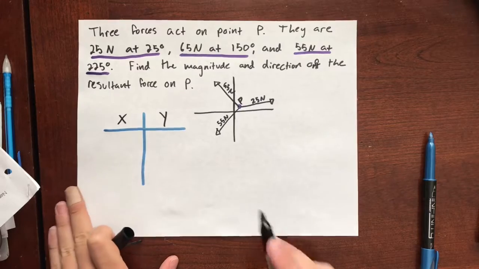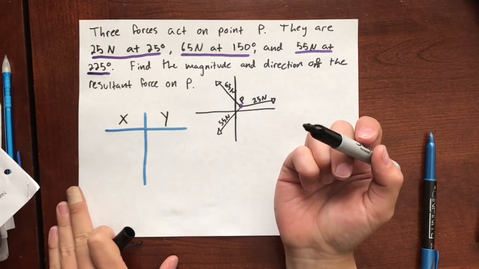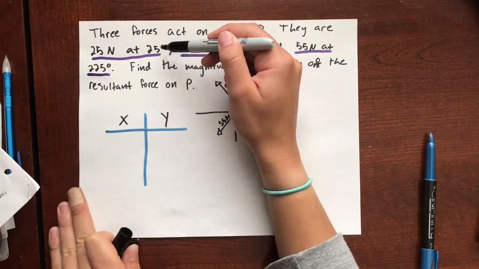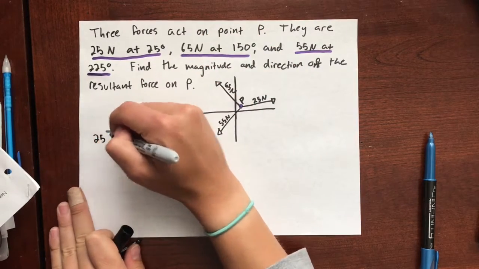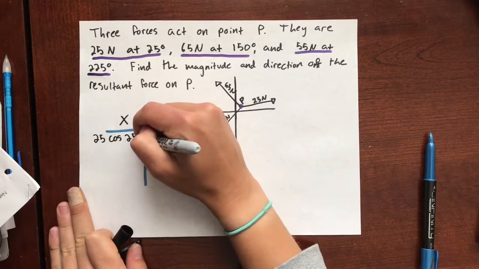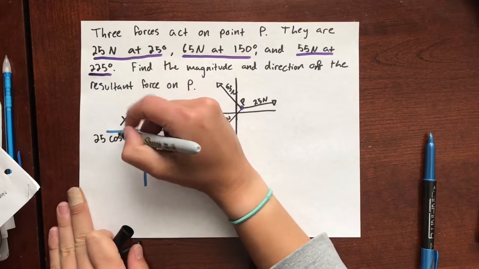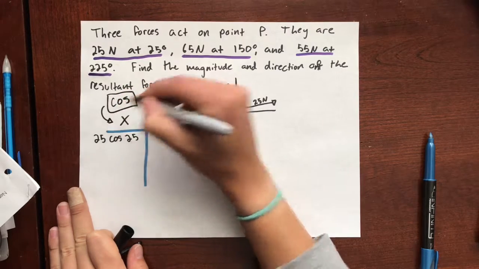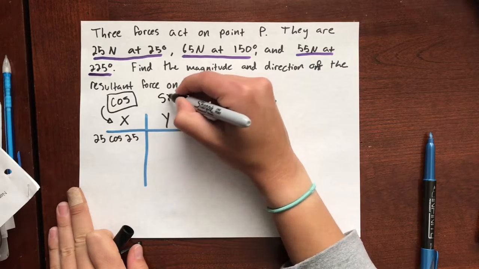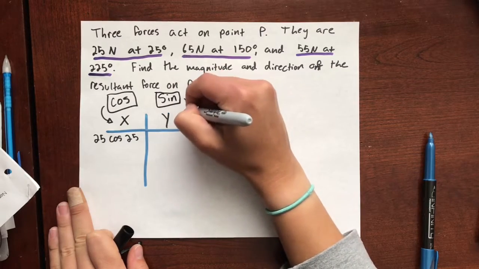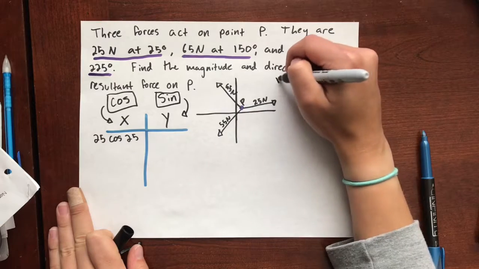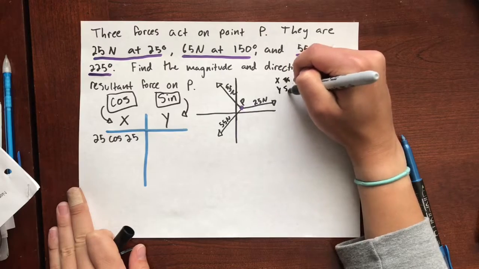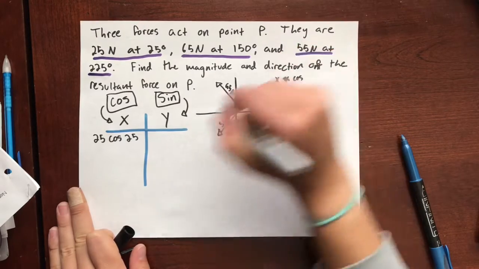So for our first one, we just take the newtons and the degrees that it's acting on. So we're gonna go 25 cosine 25 for this first one. And for the X values, they're all going to be cosine. That's an important thing to know for our X values. And our Y values are all going to be sine, because on a unit circle, our X values are cosine and our Y values are sine. So that's why we have that for our table as well.